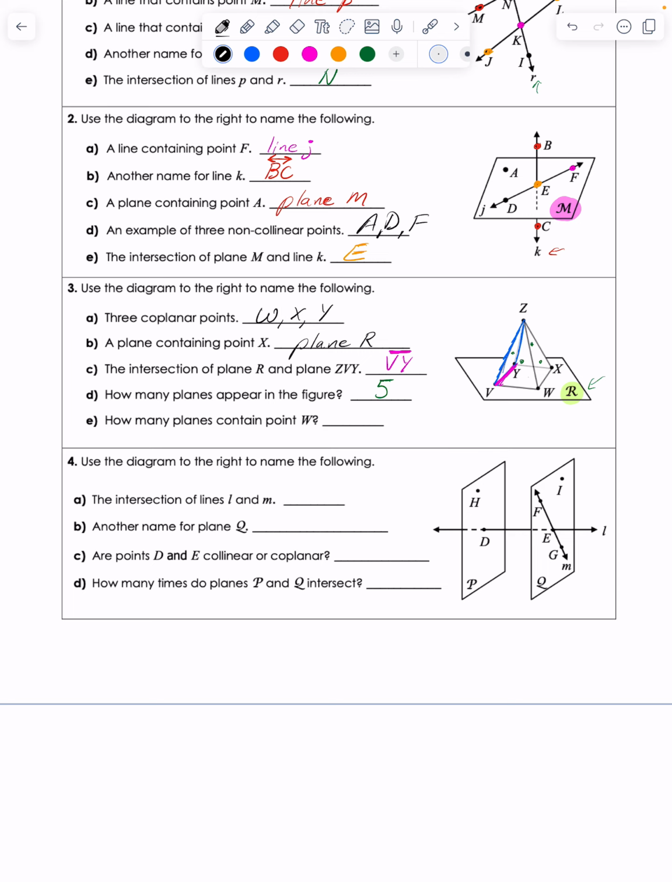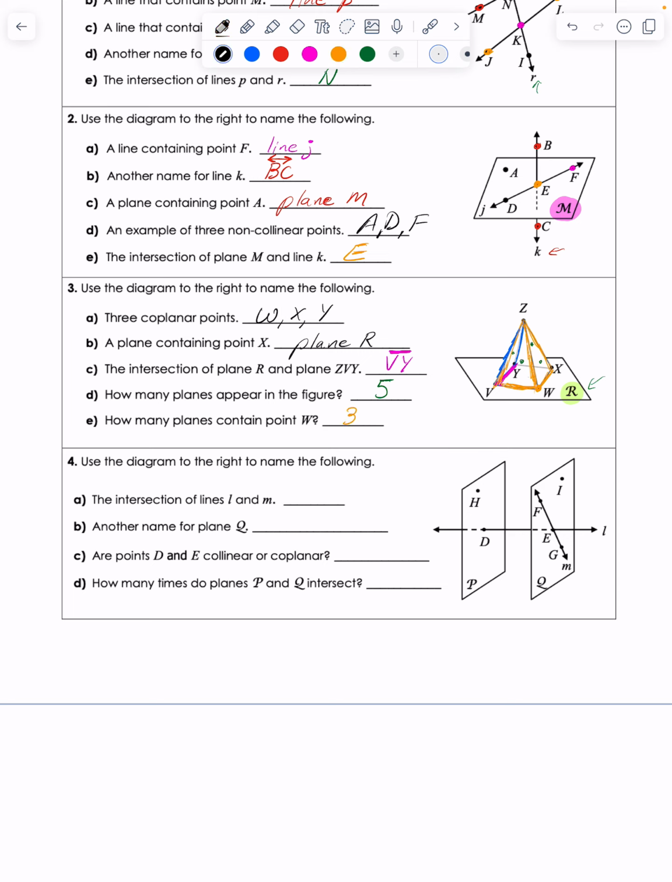Last but not least, how many planes contain point W? So here is point W. We know it's on plane R. It's also on this plane, Z, X, and W, and also on this plane, Z, V, and W. So that would be 3 different planes that point W is on.